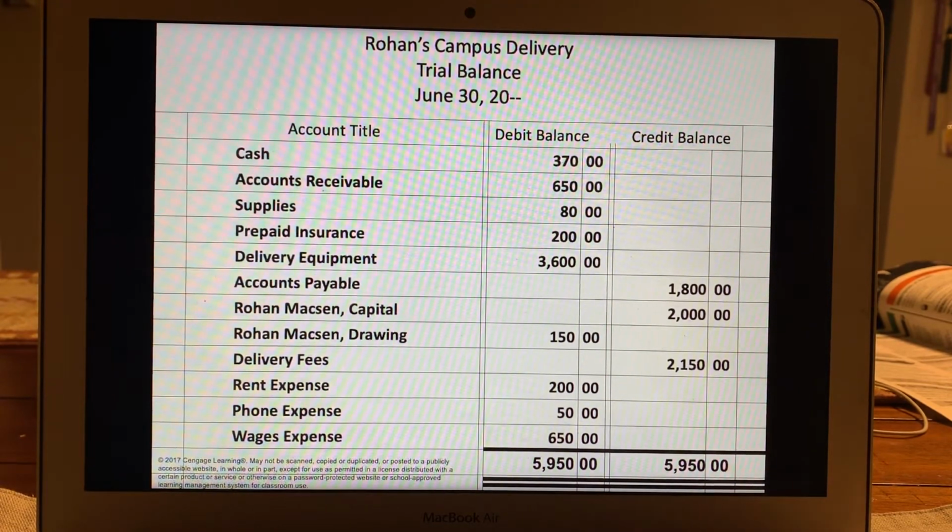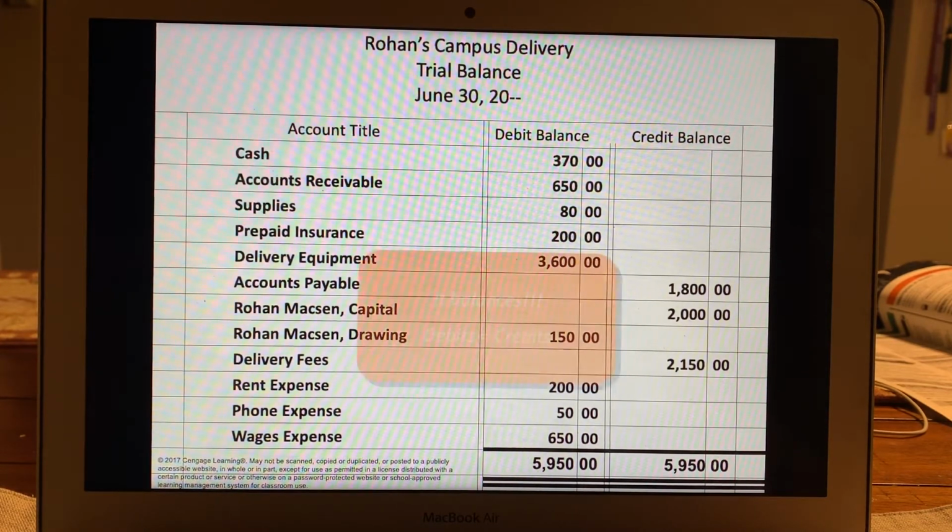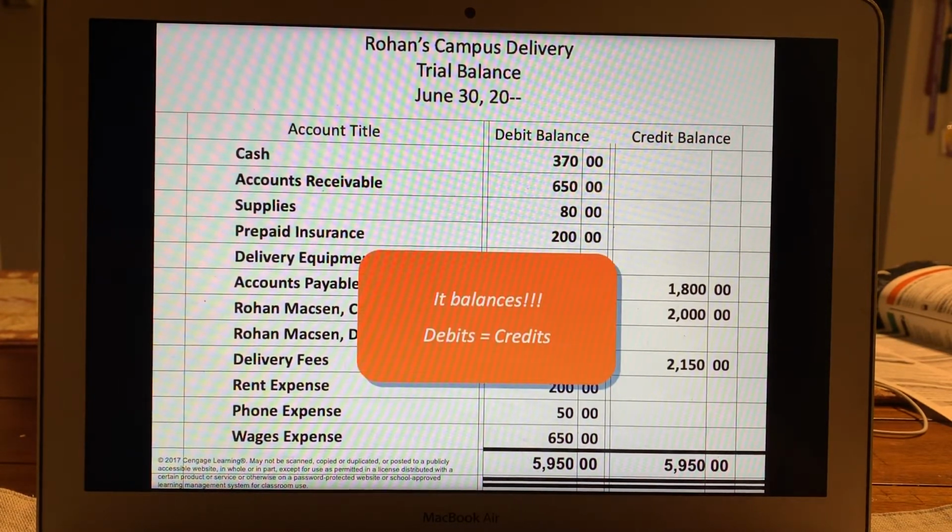And that's why it's called a trial balance, because we want to see if we did our journal entries and our T accounts equaled each other, okay? That's why I said there's a checks and balances in there. So it balances: debits equal credits.